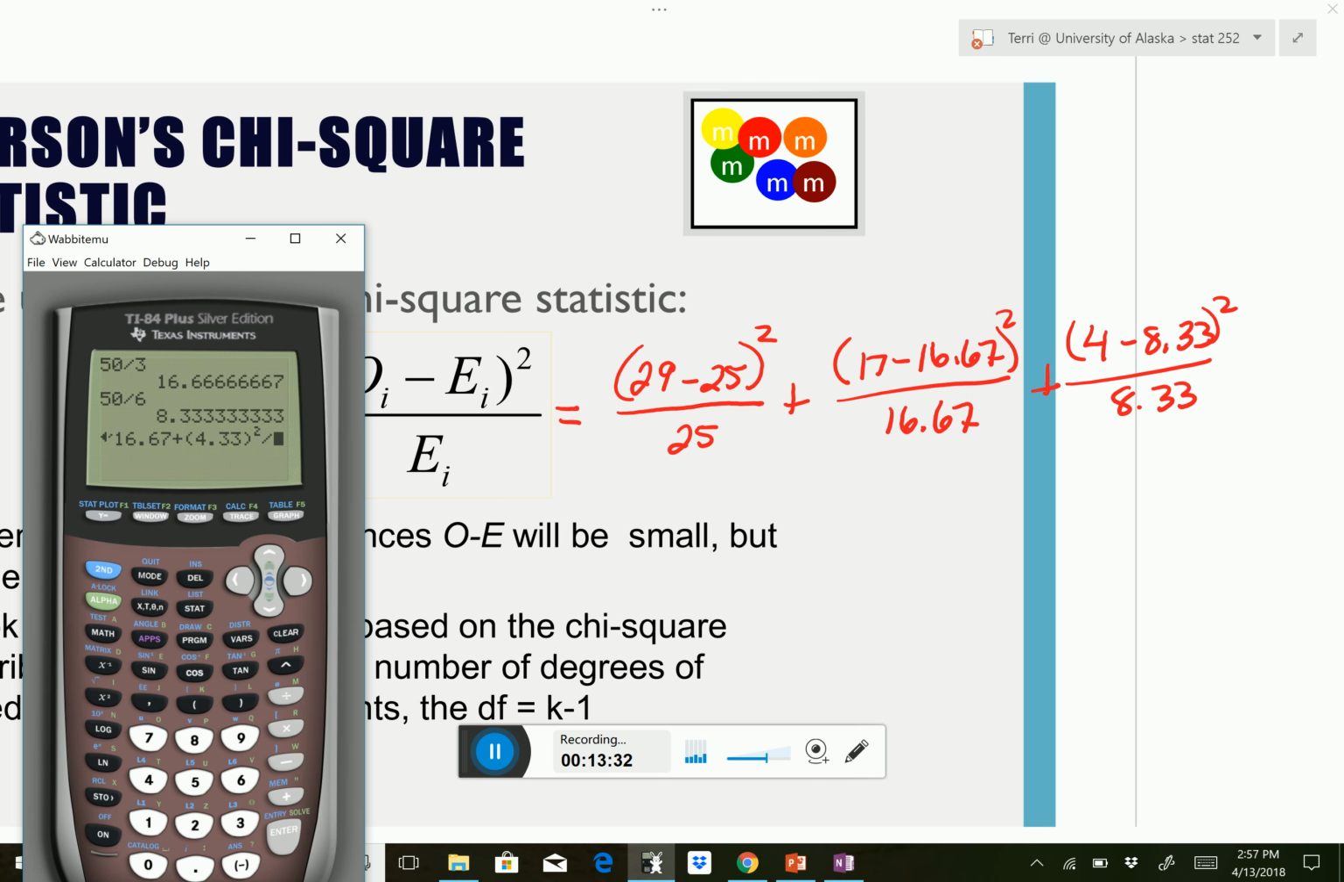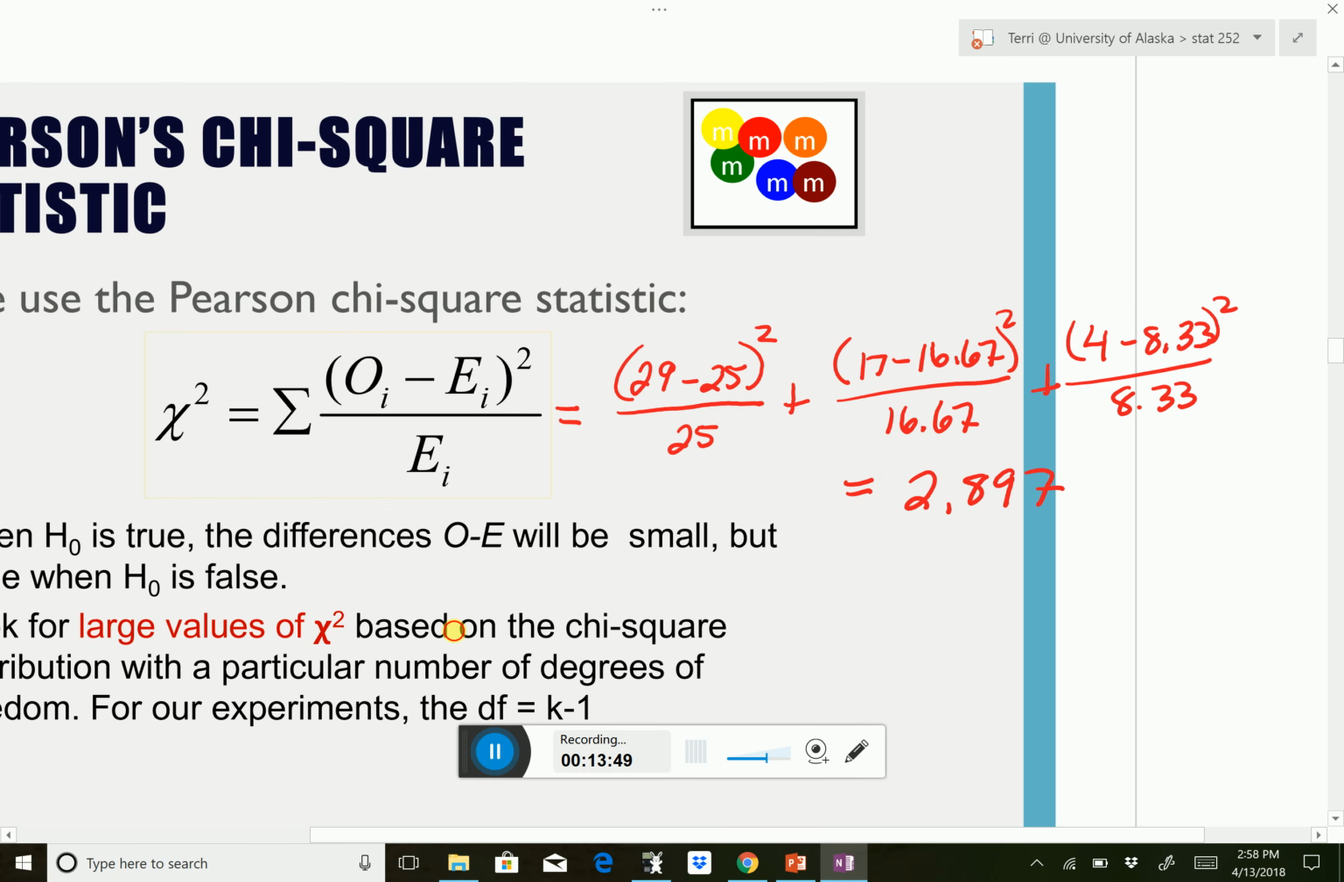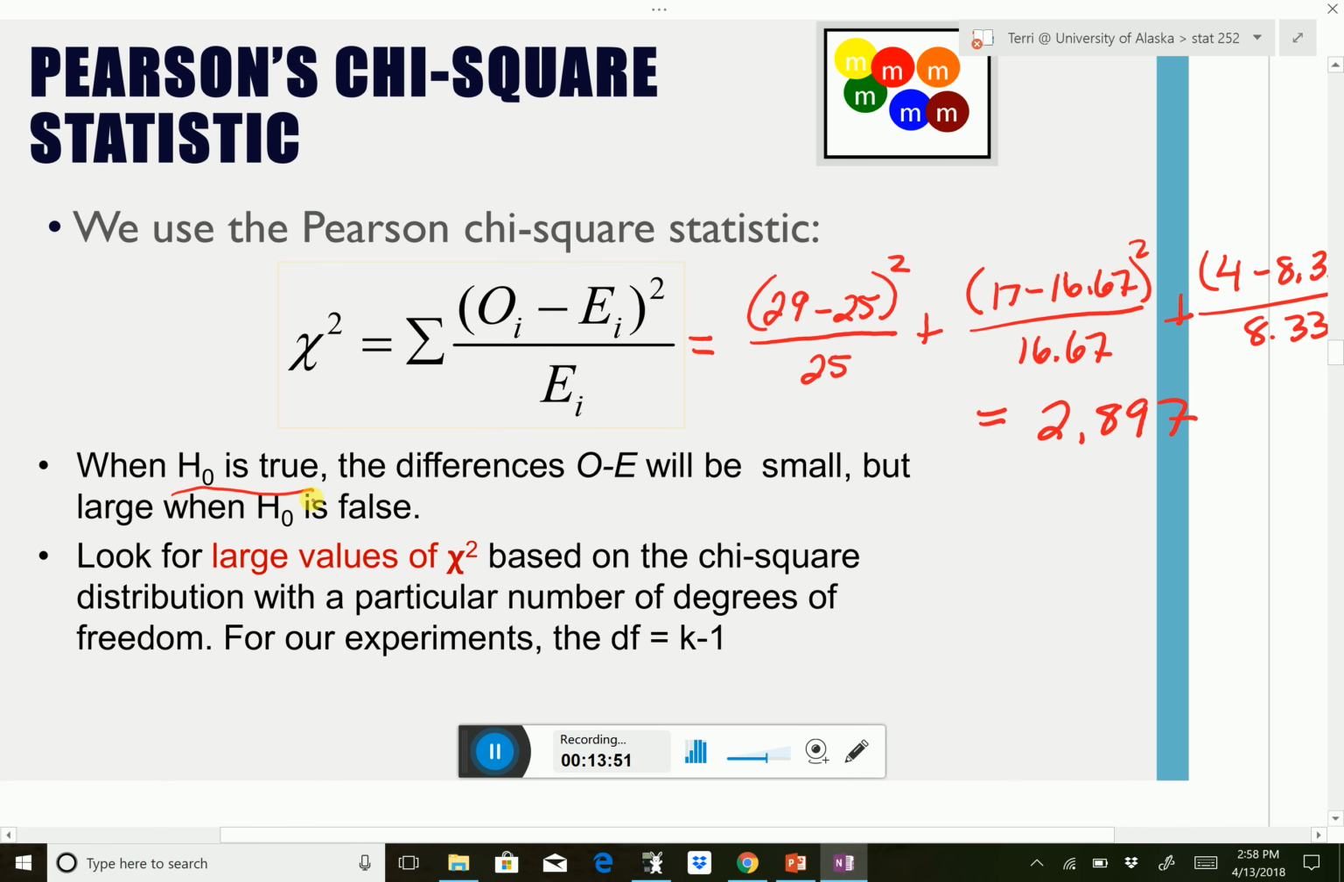Squared divided by 8.33. Okay. We get a chi-squared of 2.897. Okay. So when the null is true, these differences, O minus E, will be small, so their squares will be small, right? But when they're big, the squares will be big, which makes this number big and pushes it, if you look at a chi-squared distribution, way over here. If the numbers are big, it pushes it here.